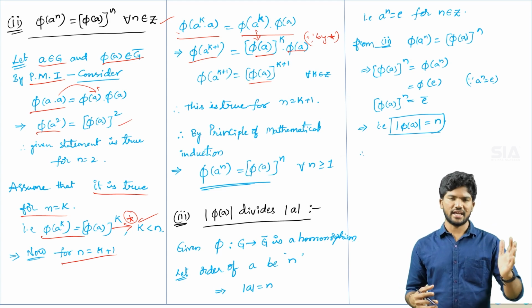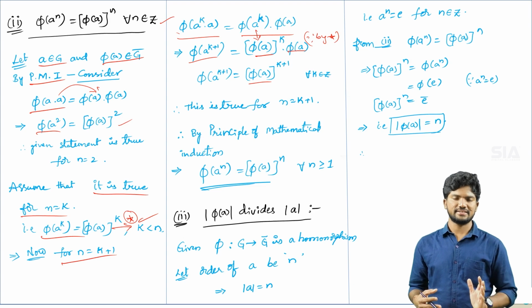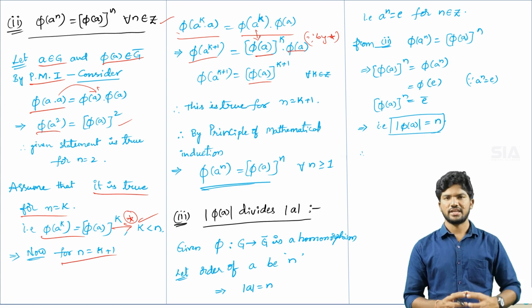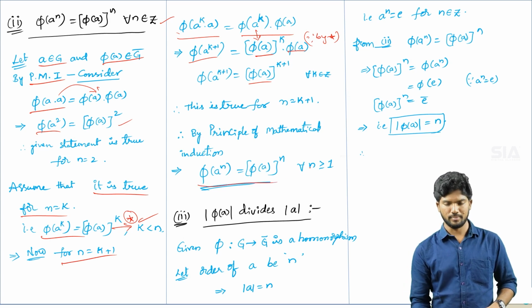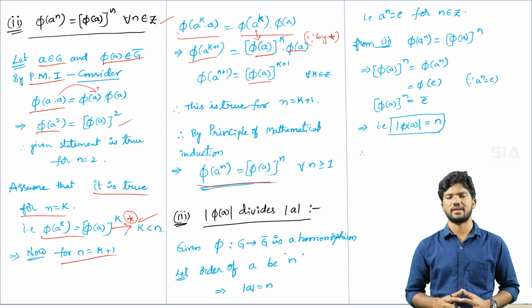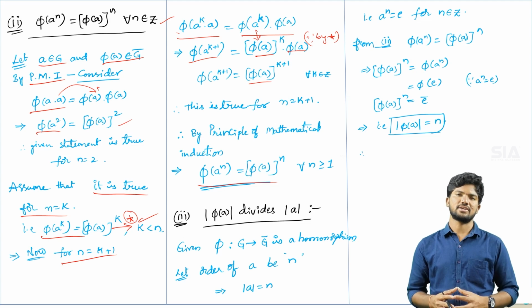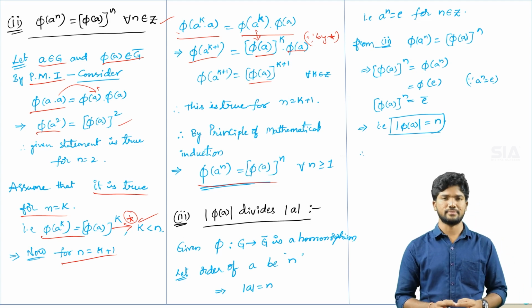For the 3 cases, for n equal to 2, k less than n, and n equal to k plus 1, we proved the given statement. So therefore, by the principle of mathematical induction, we can say that pi of a power n is equal to pi of a whole power n for all n greater than or equal to 1. So this is the second statement proof.